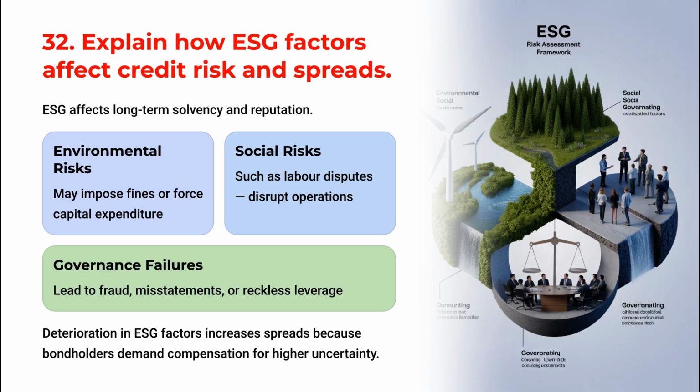Explain how ESG factors affect credit risk and spreads. ESG affects long-term solvency and reputation. Environmental risks may impose fines or force capital expenditure. Social risks, such as labor disputes, disrupt operations. Governance failures lead to fraud, misstatements, or reckless leverage. Deterioration in ESG factors increases spreads because bondholders demand compensation for higher uncertainty.